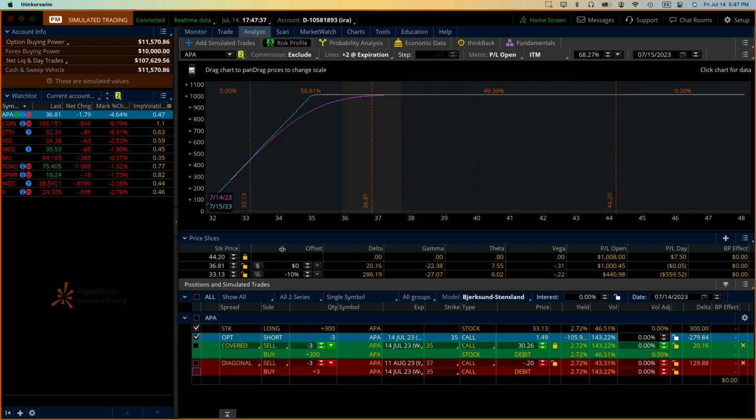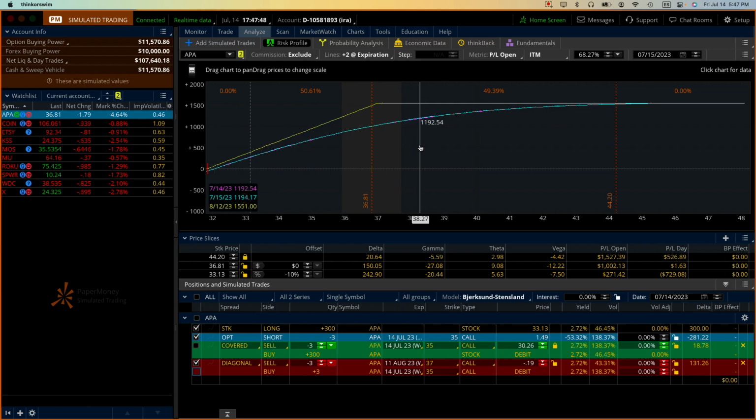Without it, this is what it looks like. I'm already close to $1,000 in profit, and doing the rollover, the maximum will be $1,500. So I'm adding about $500. Sounds great. And my debit is 19 cents. That's because I have to pay for the extrinsic value.